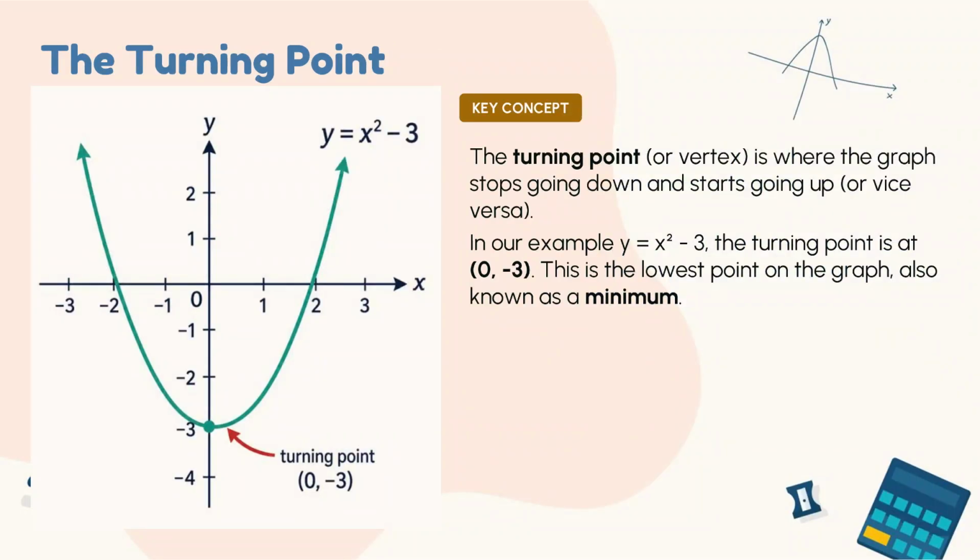Now, let's look at the turning point. The turning point, also called the vertex, is where the graph changes direction. For a U-shaped parabola, it is the lowest point. For an N-shaped parabola, it is the highest point. In our example, y equals x squared minus 3. The turning point is at 0, negative 3. This is the lowest point on the graph, so it is called a minimum. The graph goes down towards this point and then turns back up.